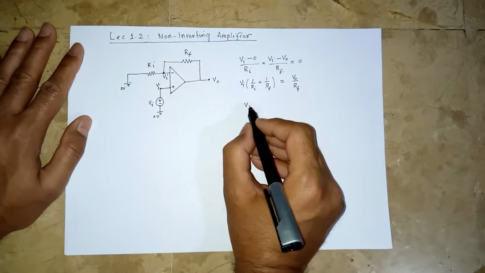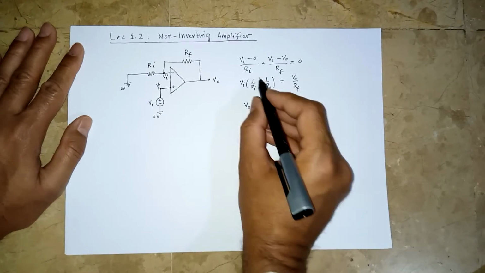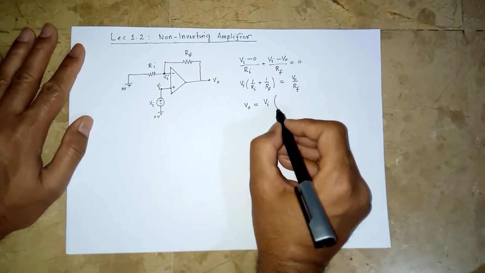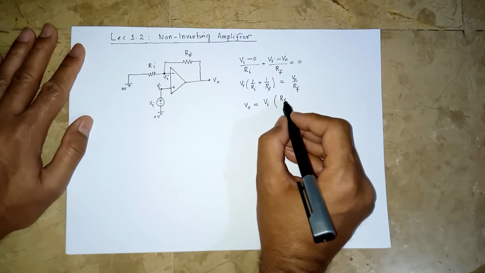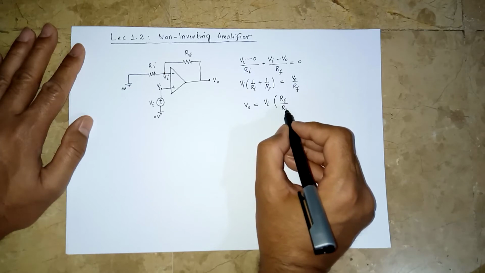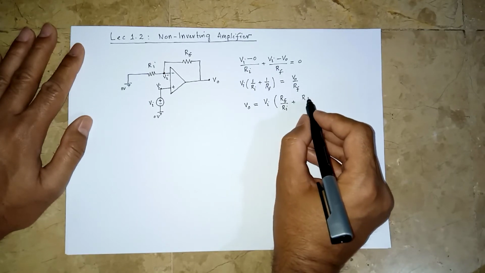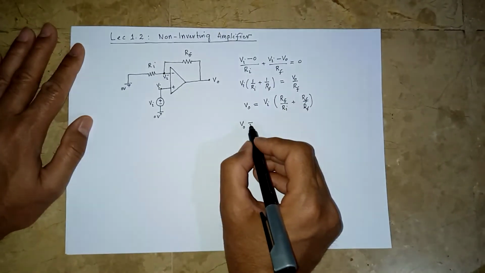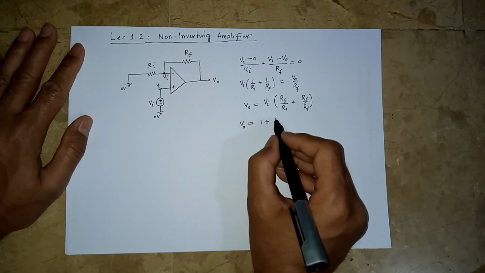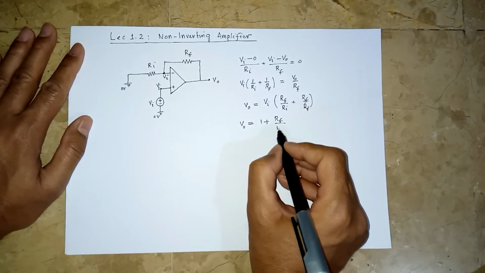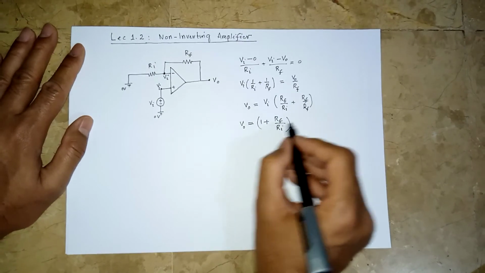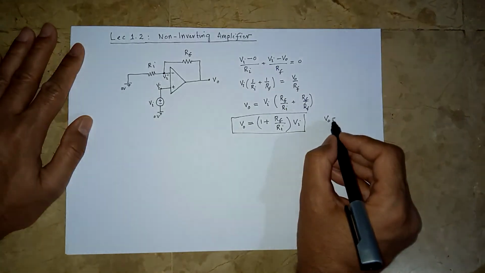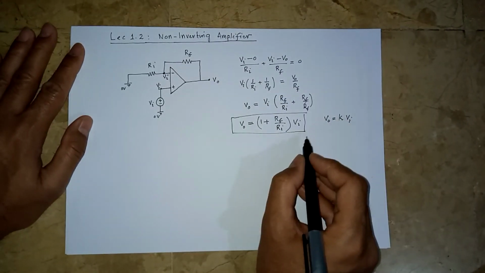So what do we get? Vo is equal to, this Rf will go here. We are going to get Vi into Rf over Ri plus Rf over Rf. What do we get? Vo is equal to 1 plus Rf over Ri into Vi. So we still have Vo is K times Vi, but here K is positive.